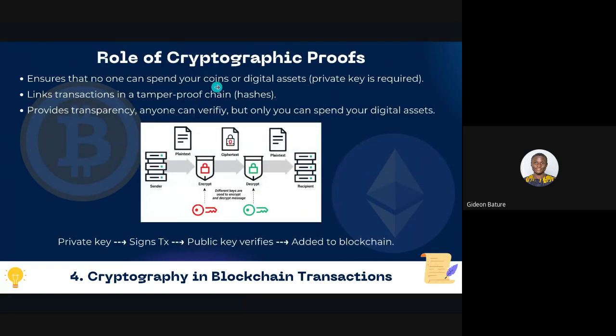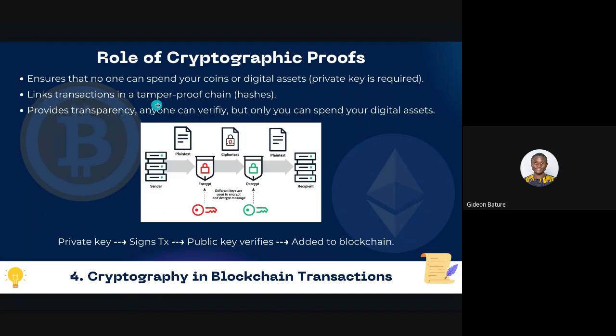All right. So, the role of cryptography proofs. One, it ensures that no one can spend your coins or digital assets. For anybody to be able to access any of your digital assets, they must have your private key. If they don't have your private key, they can't have access to your digital assets.